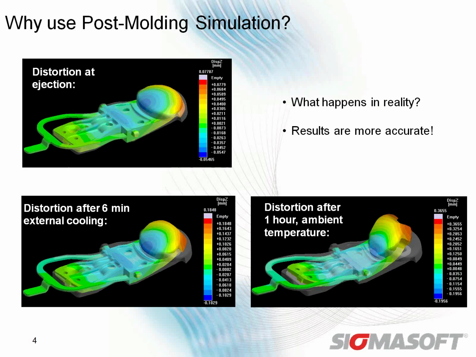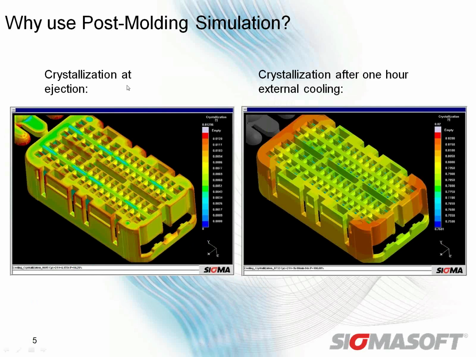We went from 77 thousandths to 365 thousandths just in that 1 hour period. I'm going to get into some more examples just like this today. Then also, look at crystallization. Another benefit of SIGMASOFT is that we actually consider crystallization in our calculations, which is very valuable and very important because this happens in the real world.